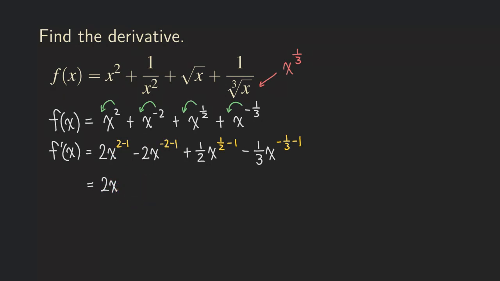And what about the next one? The next one is going to be minus 2x to the, what is that? That's -3. Okay, -2 minus 1.